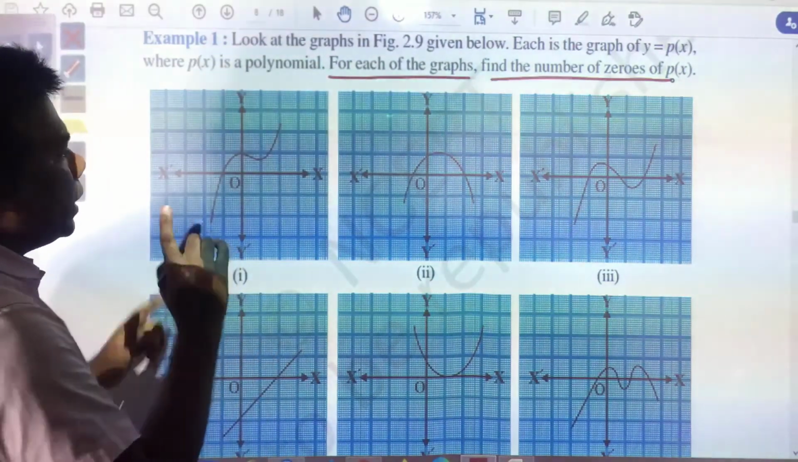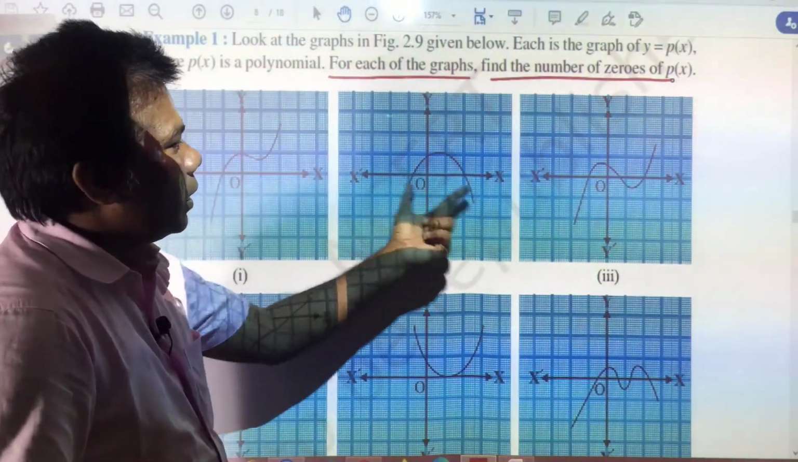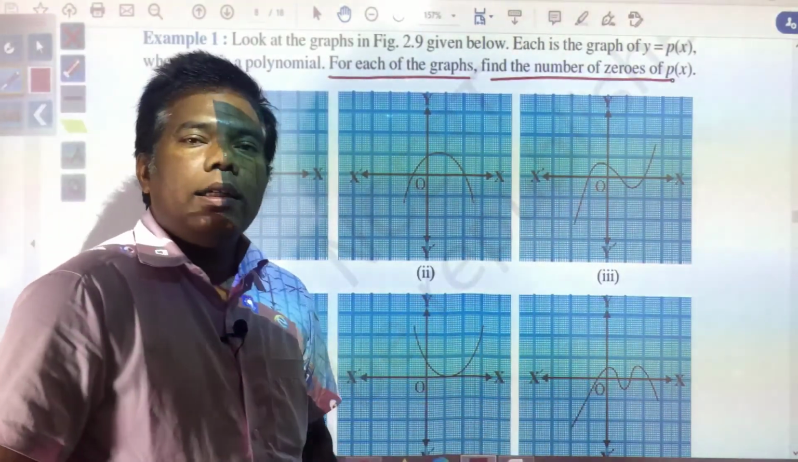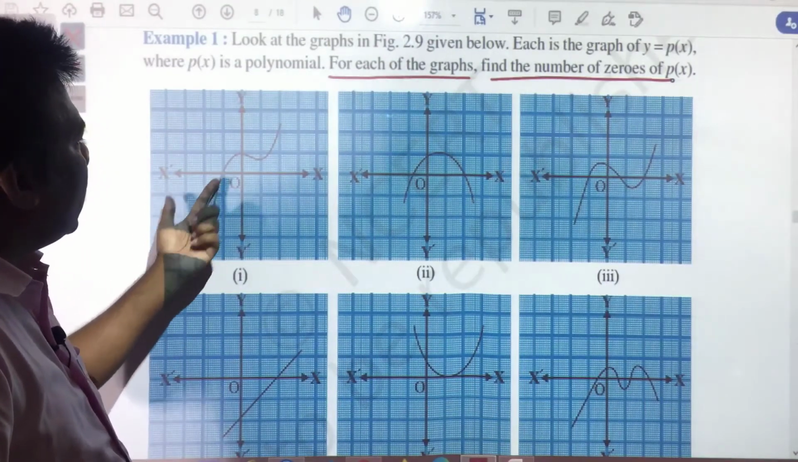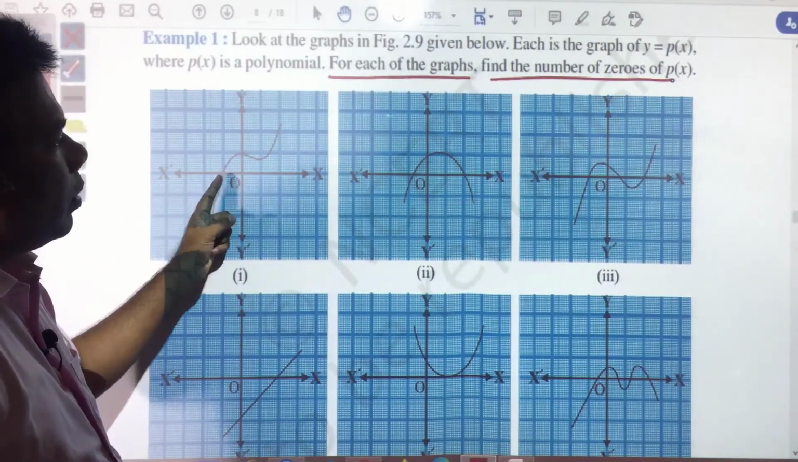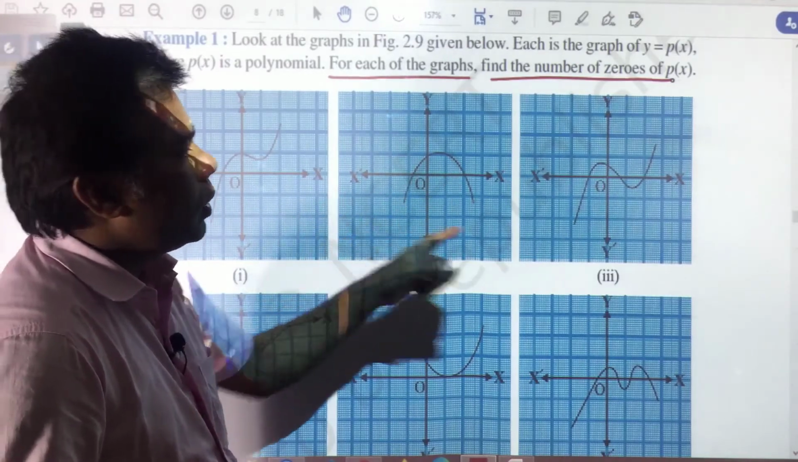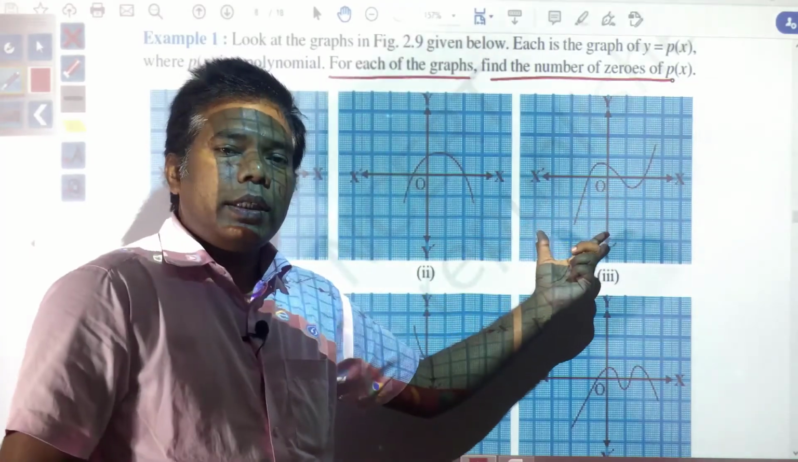Here you see, you just need to watch the x axis, in how many points it is getting intersected. If at one point it is getting intersected, it will have 1 zero. If at 2 points it is getting intersected, it will have 2 zeros. If at 3 points it is getting intersected, it will have 3 zeros.